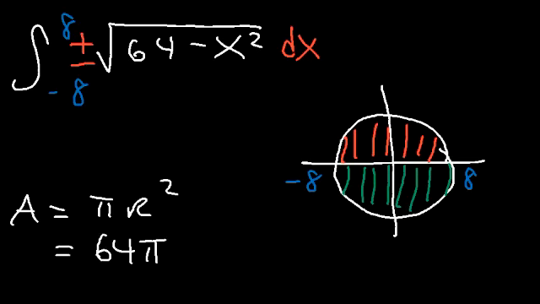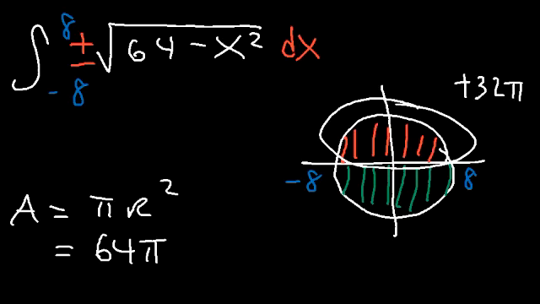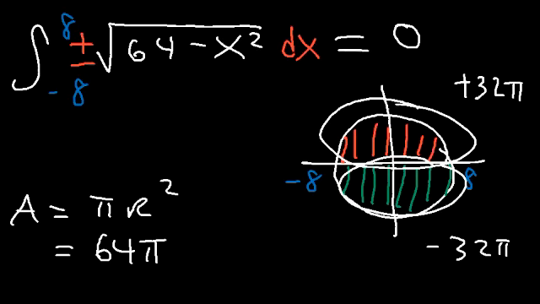But what about the value of the integral? The upper half part of the circle is positive 32 pi. The bottom part is negative 32 pi. So the value of the integral is going to be 0. It's going to cancel the positive side and the negative side. So it adds up to 0.